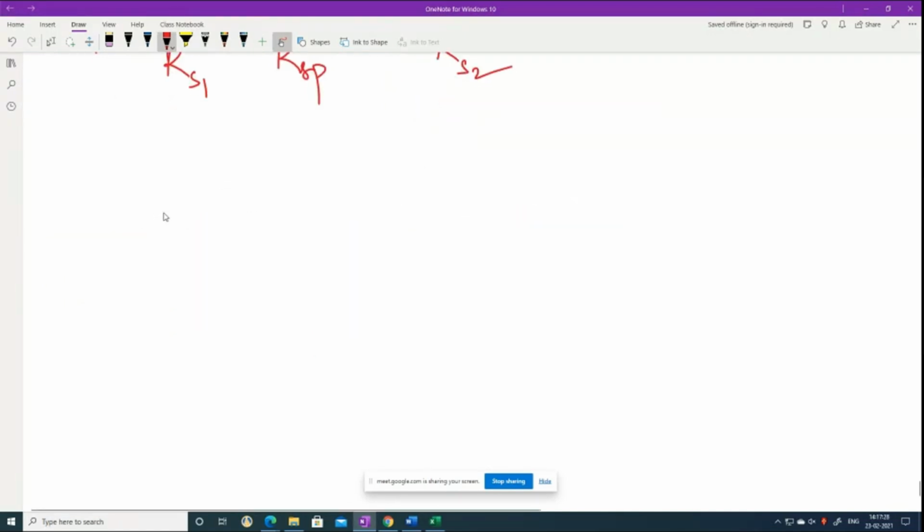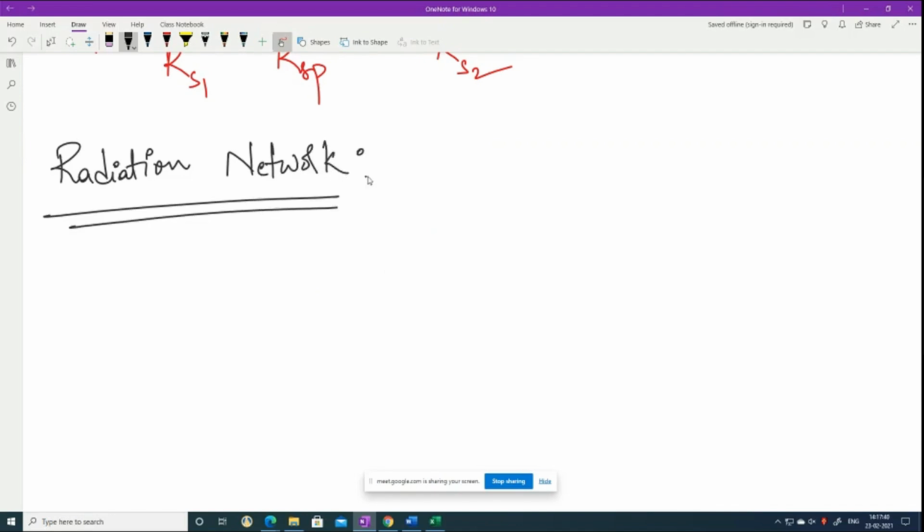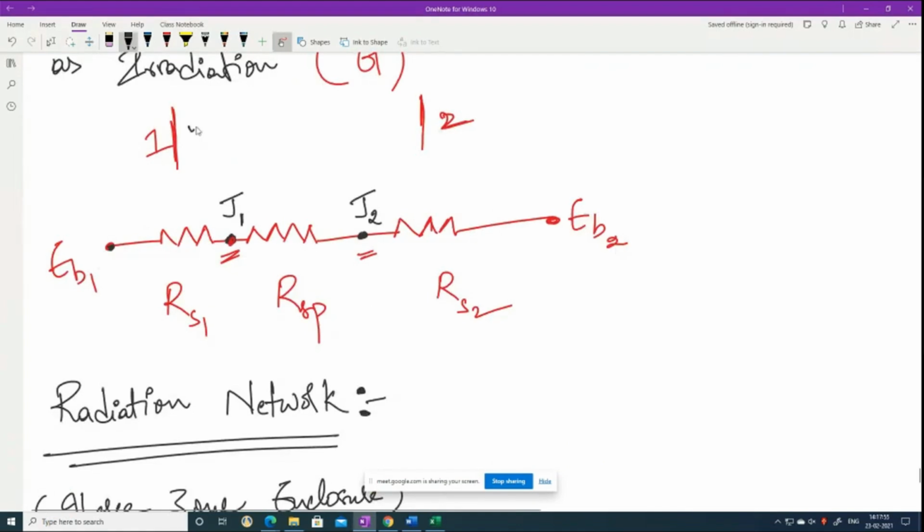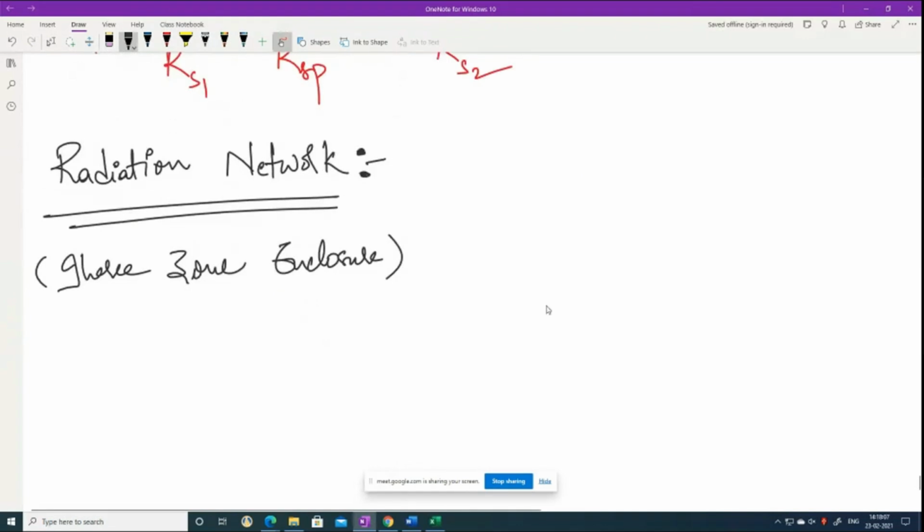This is a very important concept. Most of the time the questions will come from this one: radiation network example or three zone enclosure example. See, so far what we have seen is only two bodies, body 1 and body 2. In between those two, we took the radiation heat exchange. This is the concept that we have seen so far. Now, if there are three bodies, let me say you have three bodies like this.